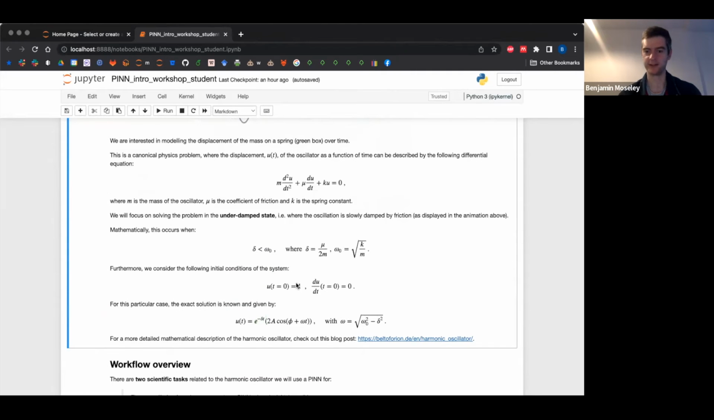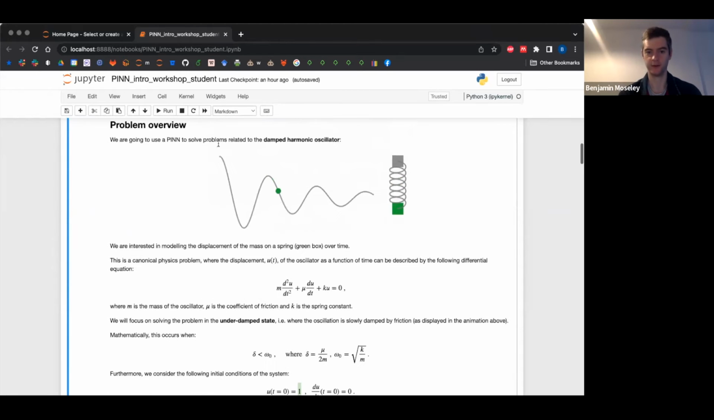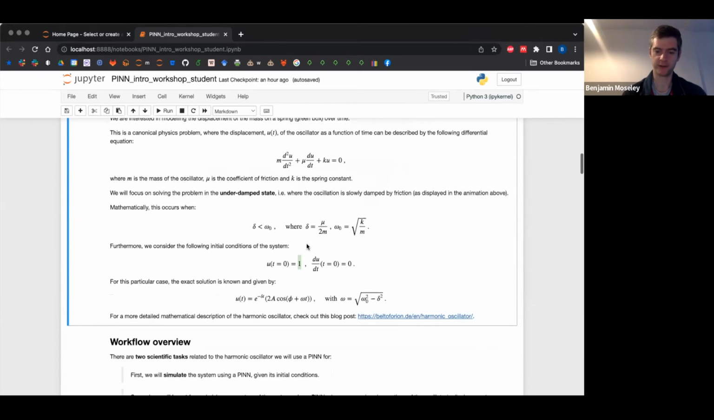And the only other thing is, to make sure that this solution is unique, a particular solution of the differential equation, we have to assert what the initial conditions of the system are. And so what we're going to say is the oscillator is at displacement 1 when time is 0, and its velocity, so the derivative of u with respect to t, is 0 at 0. So you can see it starts up here at the top of this cosine curve. Okay, so hopefully that makes sense.